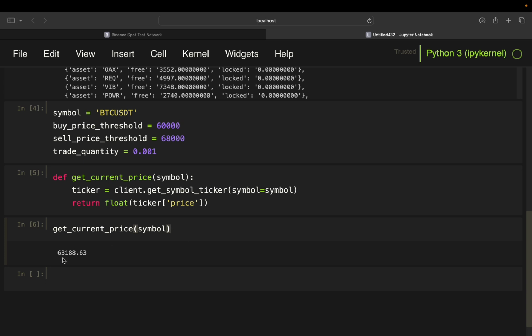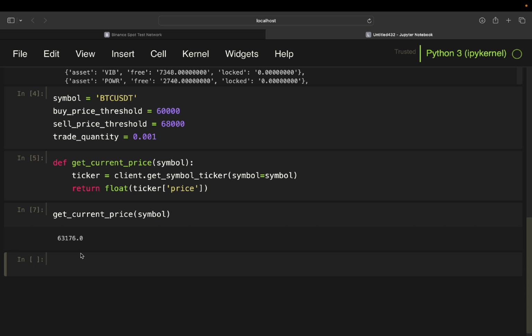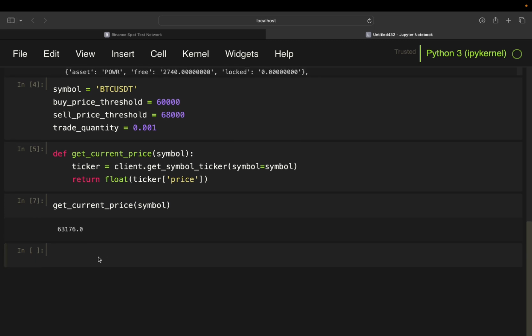Now it's 63188.63. If I'm calling that again, as you see, this is changing. This is an important function, but the next important one is still outstanding, which is a function organizing my orders, and we are starting with our buying orders.